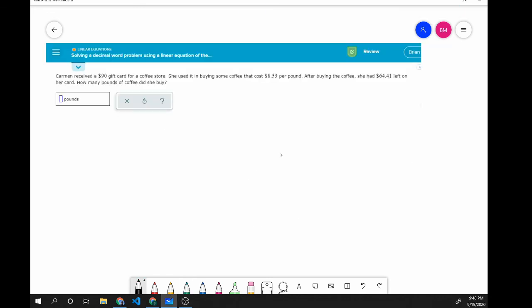All right, this problem is solving a decimal word problem using the linear equation of the form ax plus b equals c. So let's break that down. This first number next to the variable, and the variable could be not x but something else, there's always a variable involved, is the change each time.